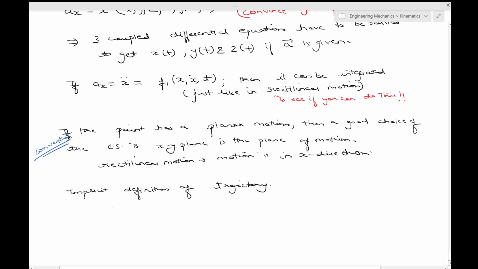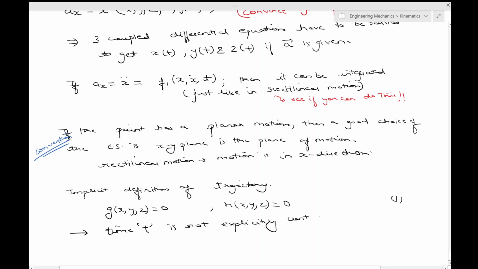So you can say that g(x, y, z) is equal to 0, or h(x, y, z) is equal to 0. Okay, let's call it that. The important part over here is that time t is not explicitly contained. So that's why it's the implicit definition of a trajectory.